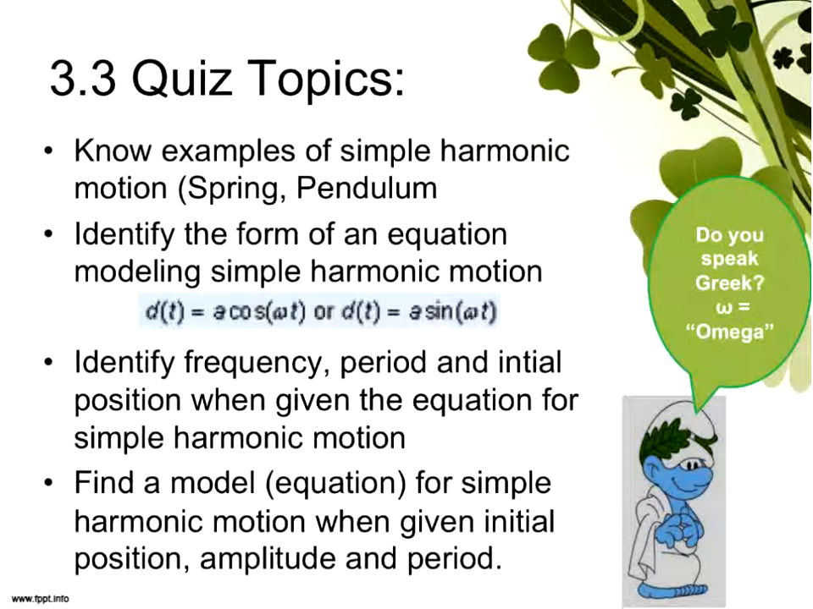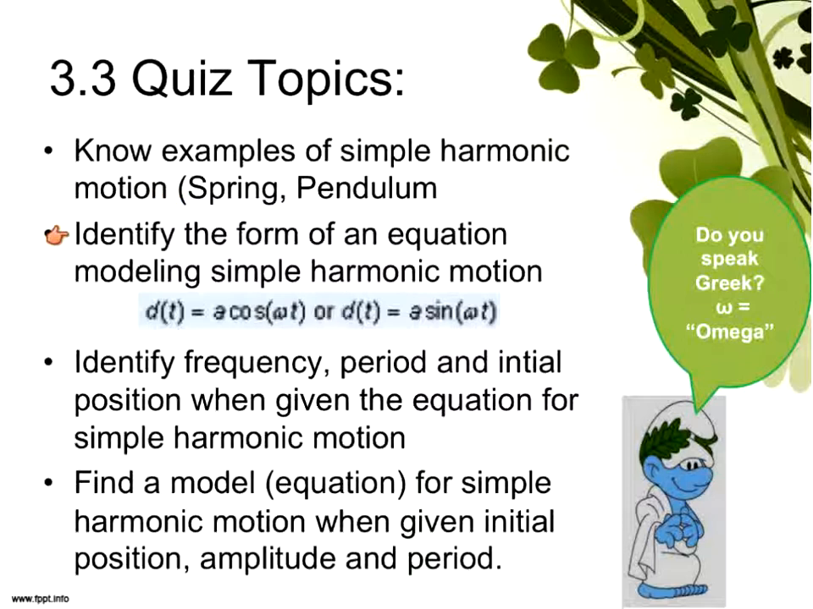So some topics that you're going to see showing up on your 3.3 quiz are those listed on the screen. So let's quickly go through them. It says to know examples of simple harmonic motion. So some of those include springs and pendulums. We're going to be doing examples of each today.